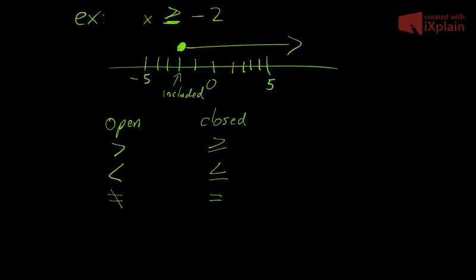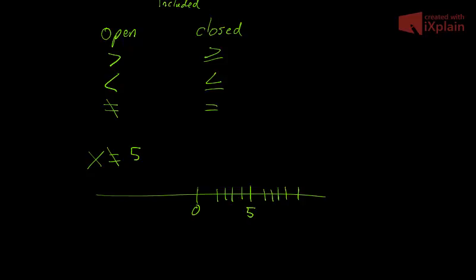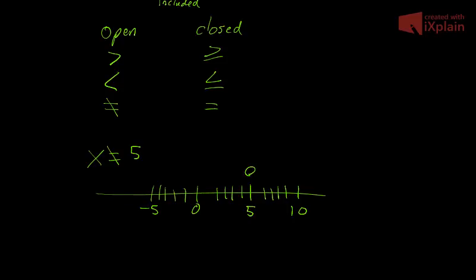A couple more examples here. Let's try one with the not equal to. If I have x does not equal 5, I'm going to have my 0, 1, 2, 3, 4, 5, 6, 7, 8, 9, 10, and negative 5 just for good measure. I'm going to start by drawing my circle here. If x does not equal 5, that means everything else works. So the numbers in this direction work, and the numbers in this direction work. So I'm going to draw an arrow in both directions.